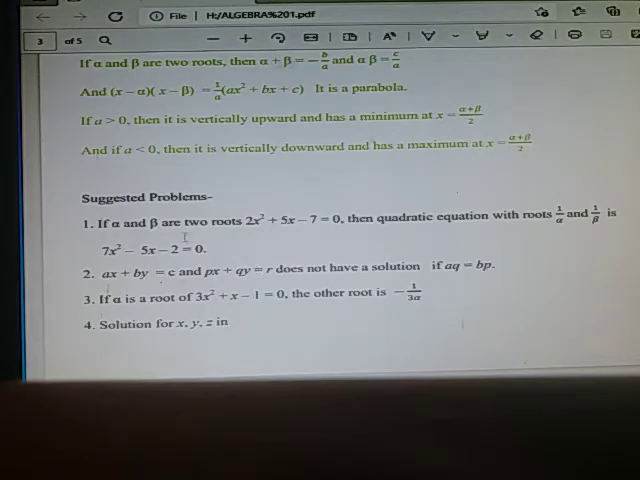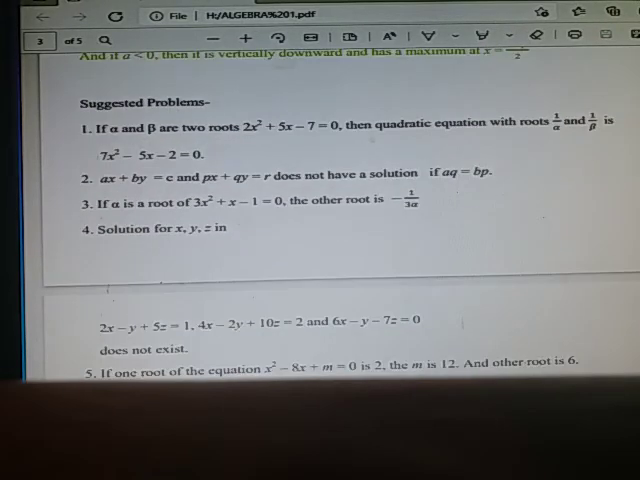So these are the questions. You see, alpha and beta are the two roots of the quadratic form. This is the sum of the roots. Then the quadratic equation with roots 1 by alpha and 1 by beta is found as follows, because the sum of the roots here is minus 5 by 2. So the sum would come from the coefficient of x, etc. You try it and you will get it.